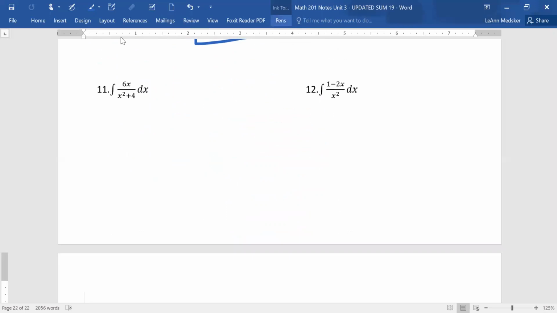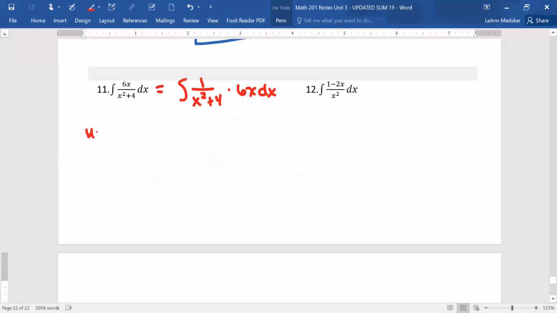This is a little bit different because you notice you have a 6x on top. So anytime I see something with a quotient, I always try to break it up into 1 over the bottom times the top times the dx. And I try to see if I can do the u substitution and use my natural log integration rule. So this is u equals x squared plus 4, and du would be 2x dx. I have a 6x dx, so I'm going to multiply both sides by 3 to create that. So I'm going to be replacing my 6x dx with 3 du.